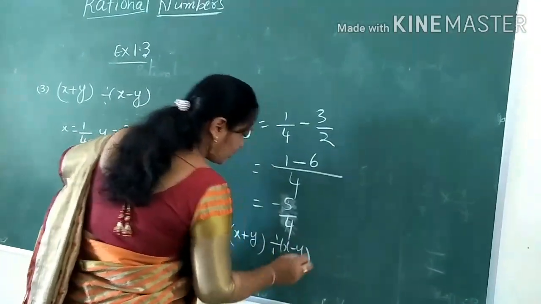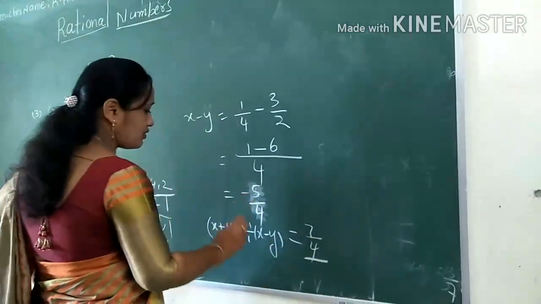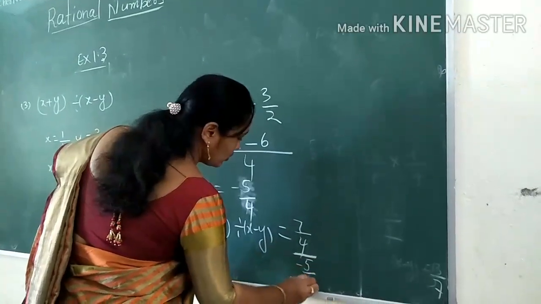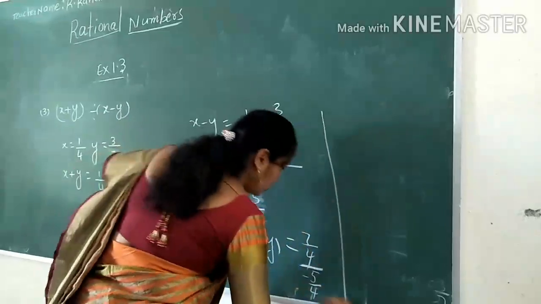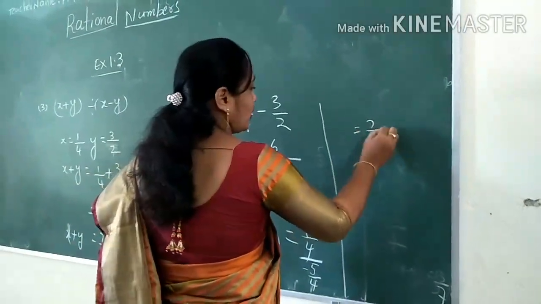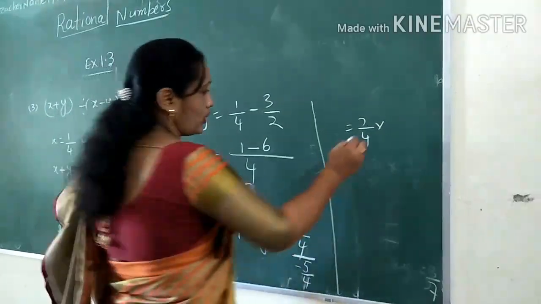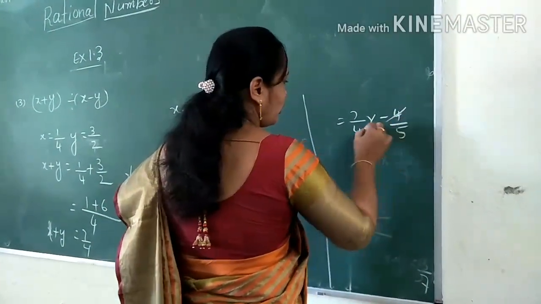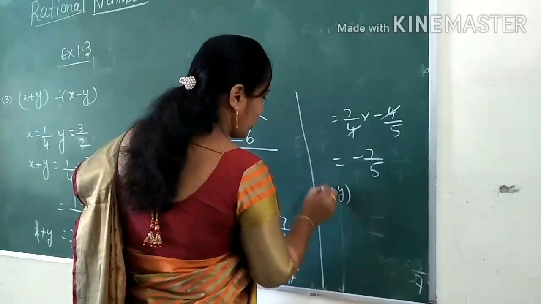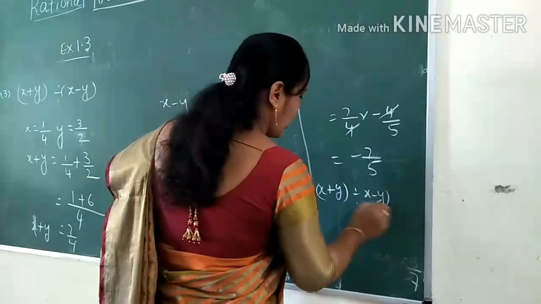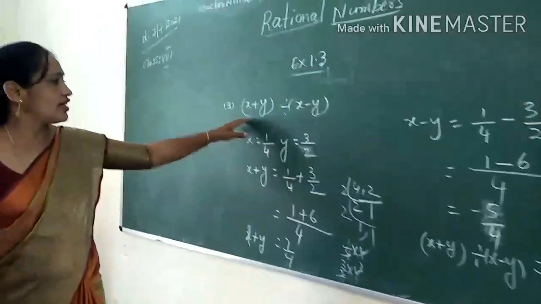Now we find x plus y divided by x minus y. What is the x plus y value? 7 by 4. And the x minus y value is minus 5 by 4. Now we write 7 by 4 as usual, and the denominator minus 5 by 4 becomes the reciprocal, minus 4 by 5. The 4s cancel. This is minus 7 by 5. So x plus y divided by x minus y equals minus 7 by 5. Simple, understood? x plus y divided by x minus y.